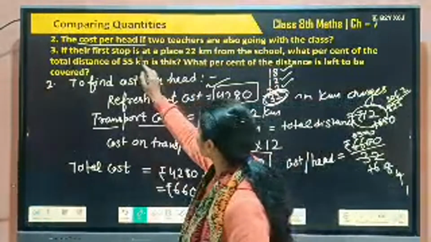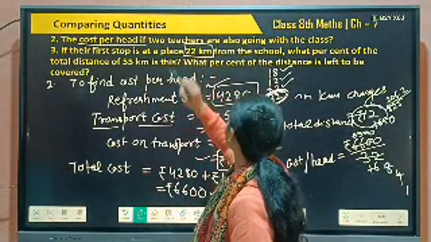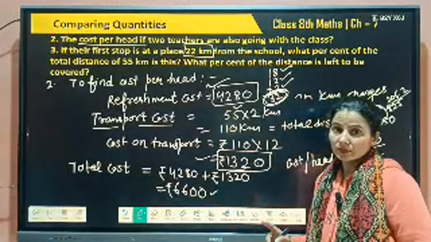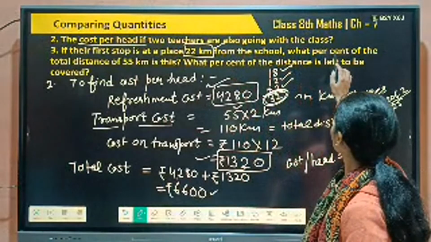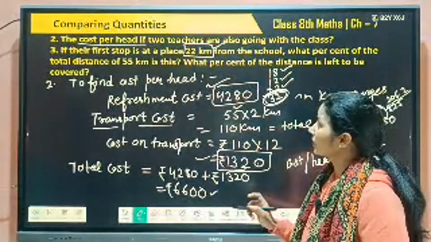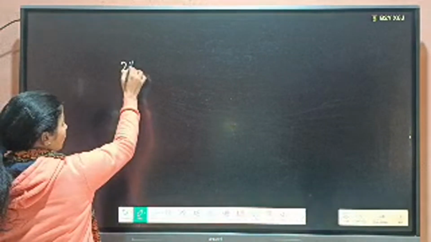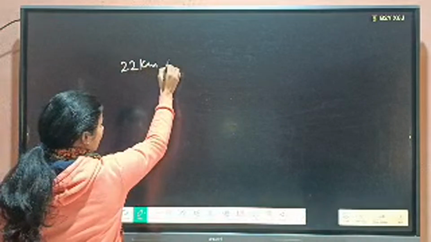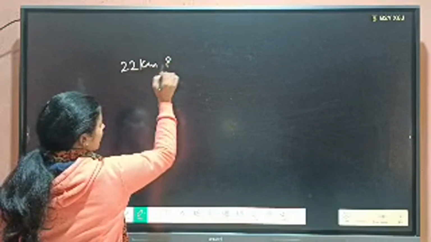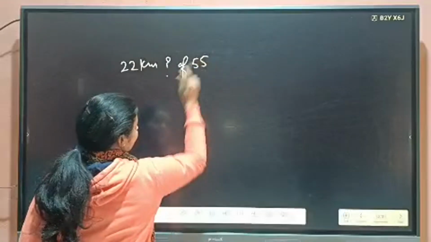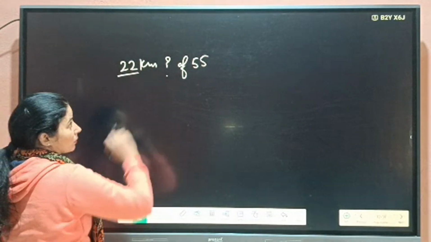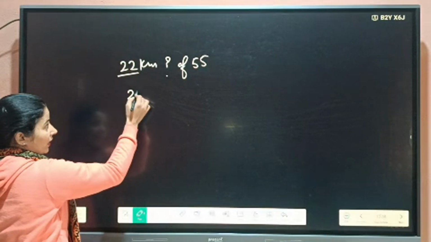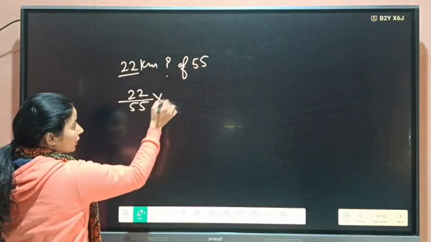If their first stop is at place 22 kilometer from the school, first stop 22 kilometer from the school, what percent of the total distance of 55 kilometer is this? We need to find out this 22 kilometer is what percent of 55. So how we can find out? 22 by 55 into 100.